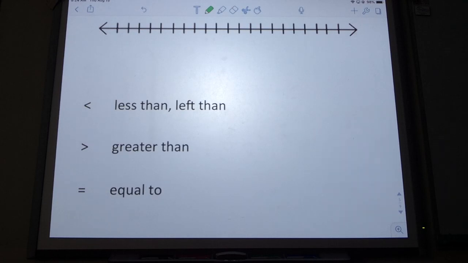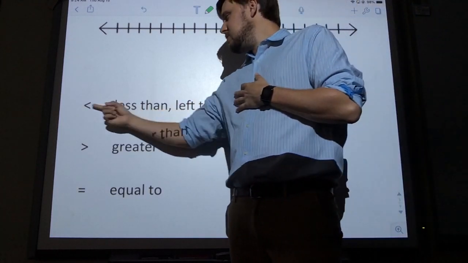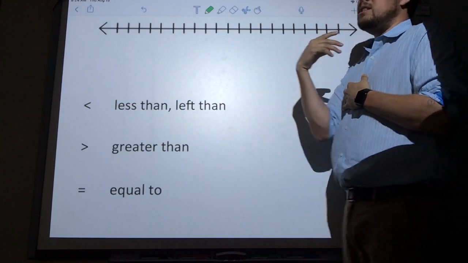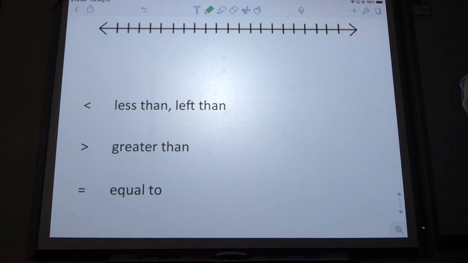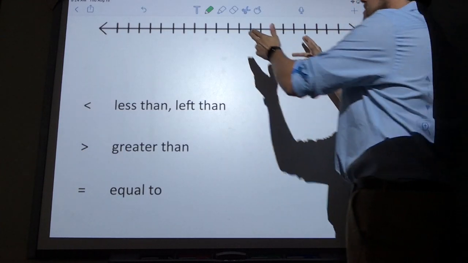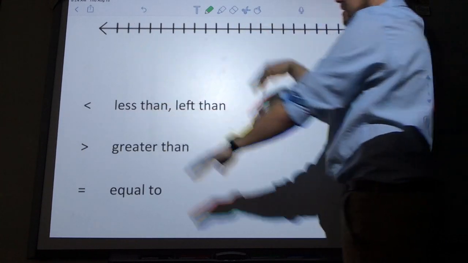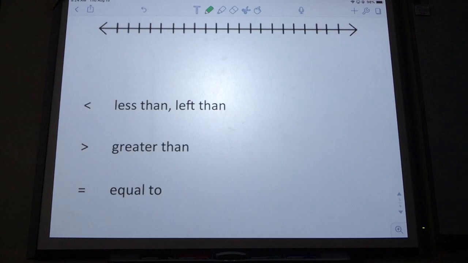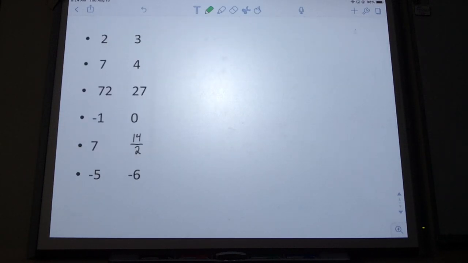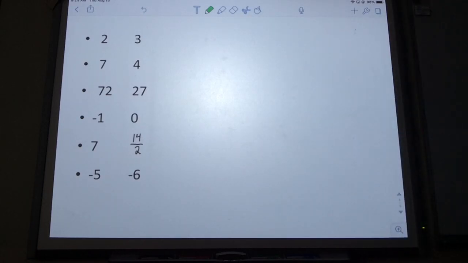All right, symbols to remind you about. You know these symbols. Less than points to the left. Okay? Left than. So if I say, is 3 less than 5, if you think about a number line, I know that's an easy problem, but if you think about a number line, which one's left than? 3 would be left of 5. Okay? Greater than, and then equal to. So let's answer these pretty easy problems. Which one should we put in between these two? Greater than, less than, or equal to?